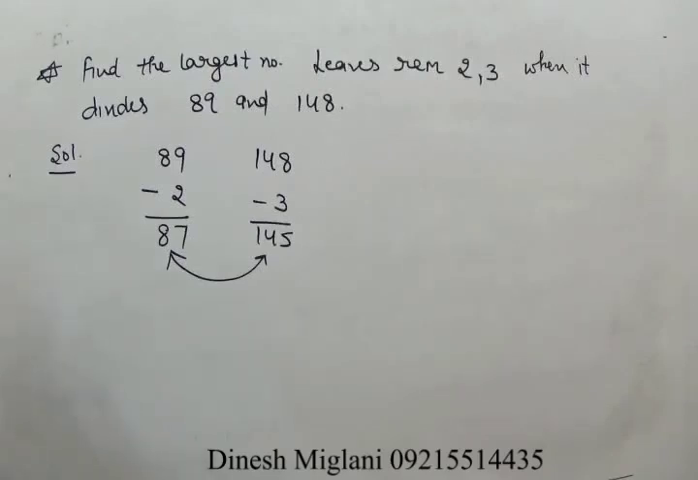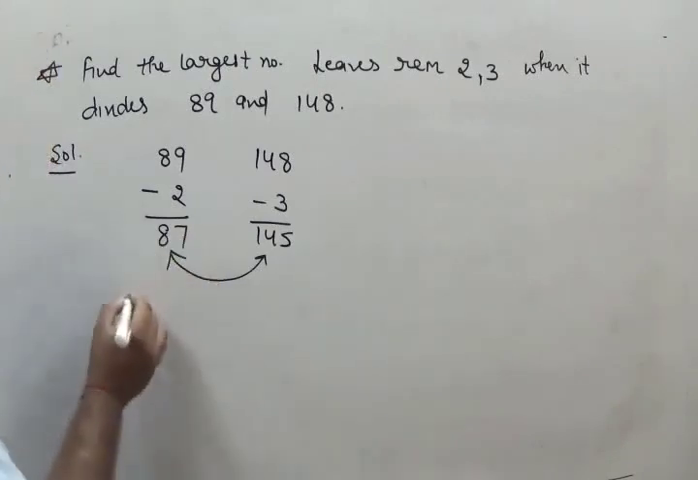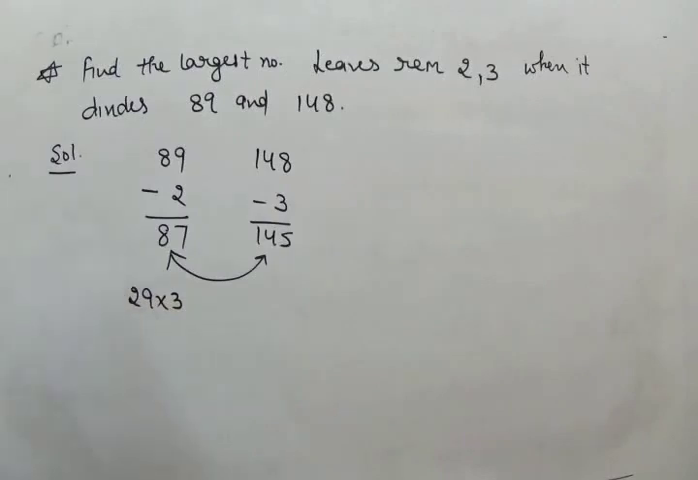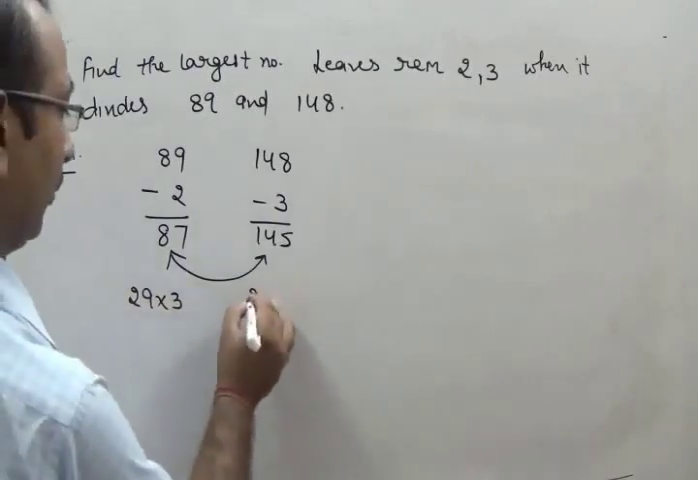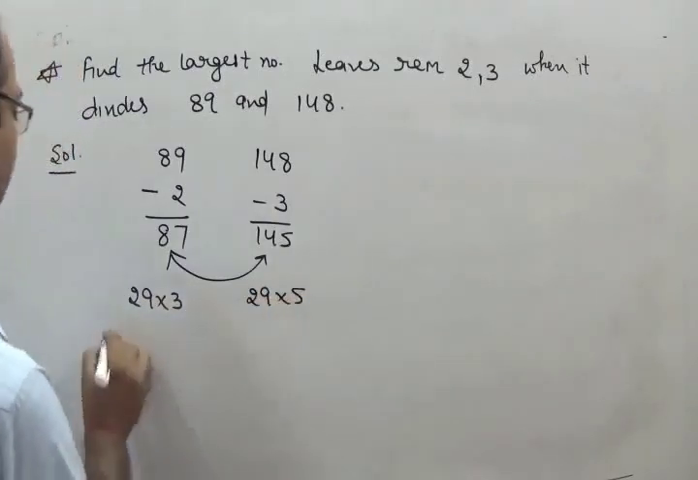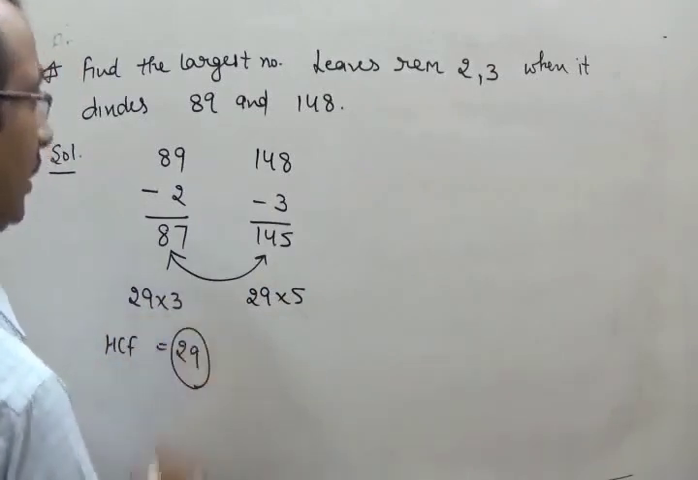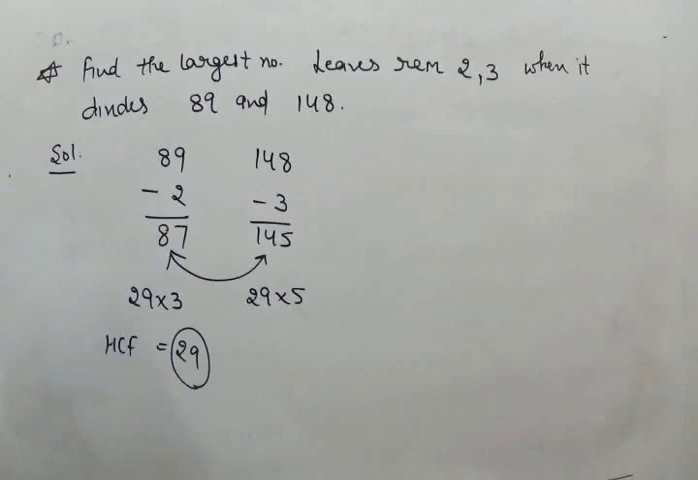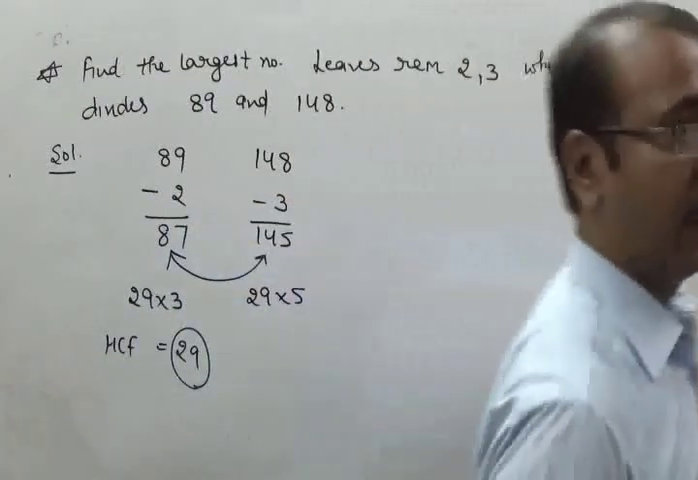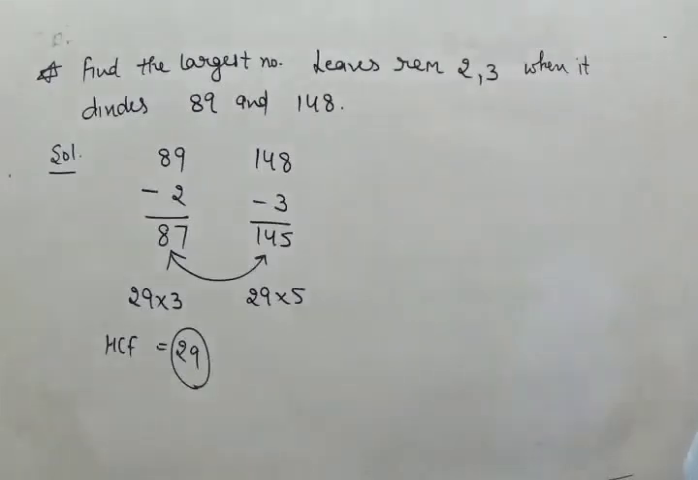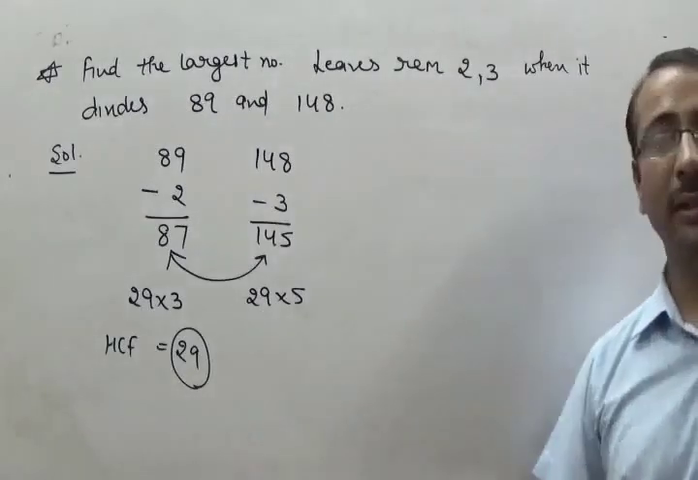When you take the HCF, we have different approaches. The first is, we may apply prime factorization. 87 is 29 into 3, right? And 145 is 29 into 5. Now if I have to find the HCF, my answer is 29, and the answer to this question is 29, the largest number. When we divide these two numbers by 29, you get your remainders as 2 and 3. The answer is 29.